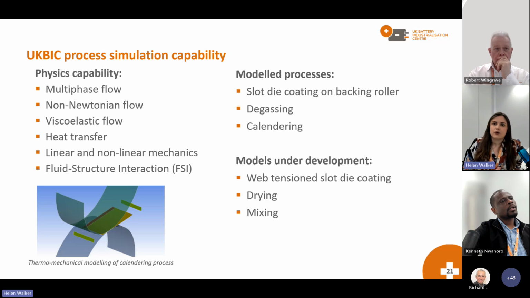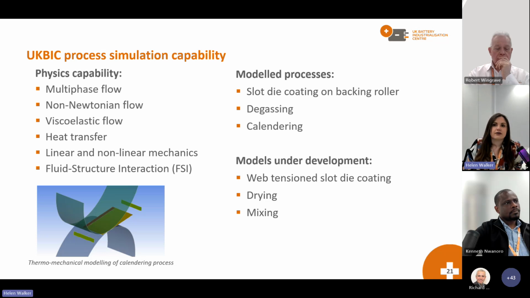So at UKBIC, we use process simulation to model the processes that we have on our own production line. So most recently, we've been focusing on modelling of slot die coating. We've been modelling degassing and we've been modelling calendering. We're also working on other models of drying, of mixing, and of web tension slot die coating. Although we have focused on modelling the processes that we have in-house, we are not limited to modelling those processes. So if a customer has, for example, a different method of coating, because we have the physics capability there, we can model processes that are above and beyond what we have at UKBIC.